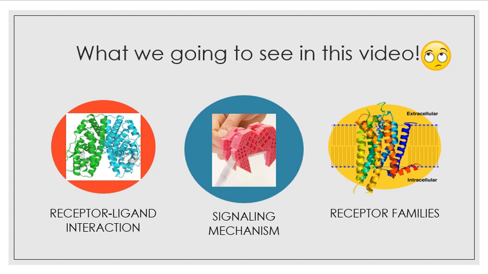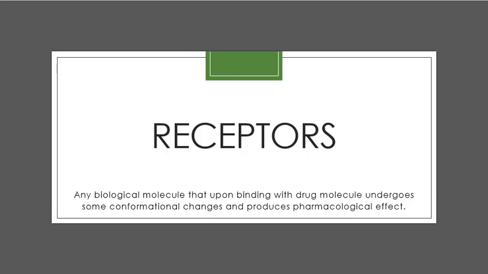So the receptor families. While discussing the receptor families, we should keep in mind that each family of receptor in pharmacology has its own specific mechanism of signaling. So this is very important to discuss the receptor families. Before going to the receptor families and their mechanisms, we should know the terminologies receptor and ligands.